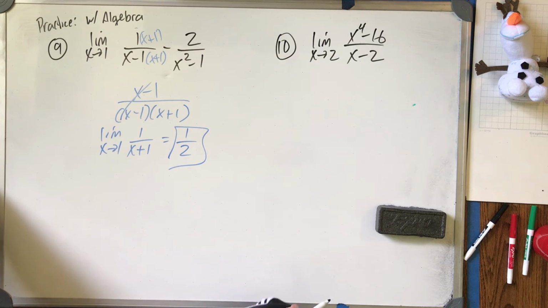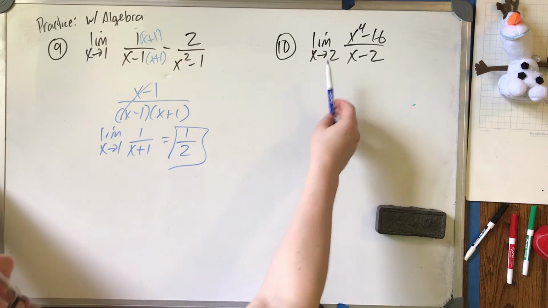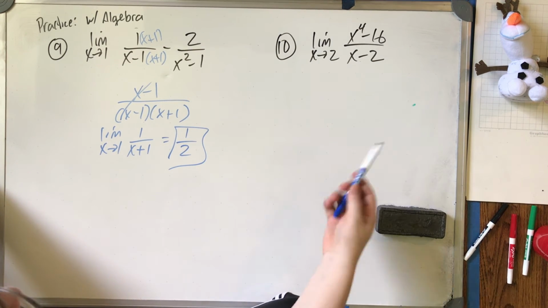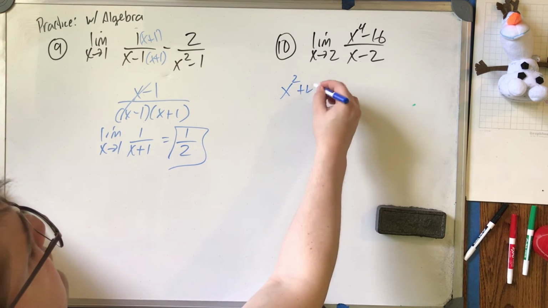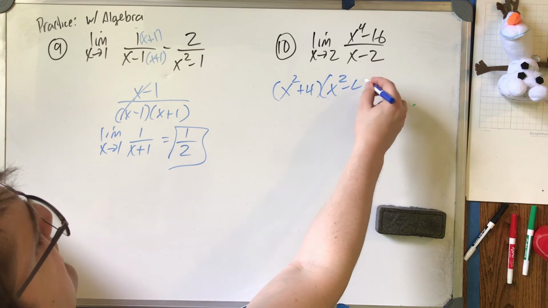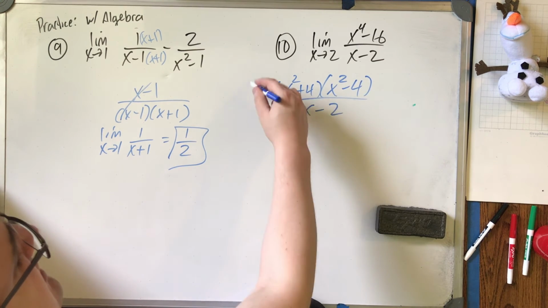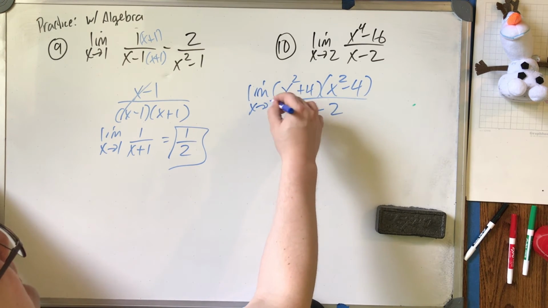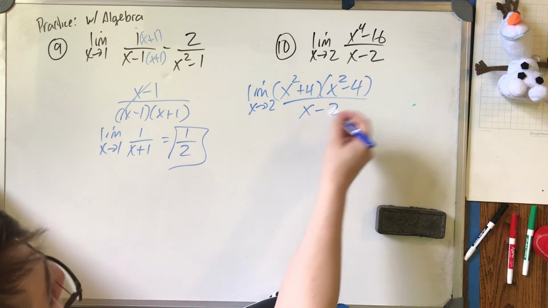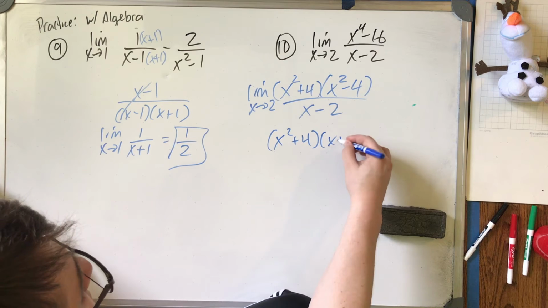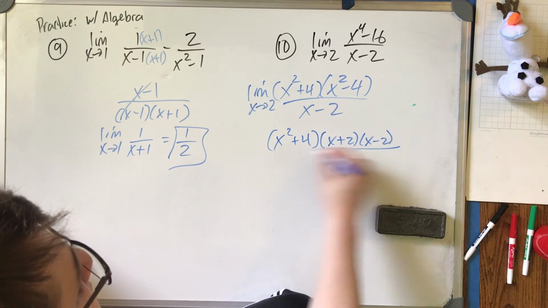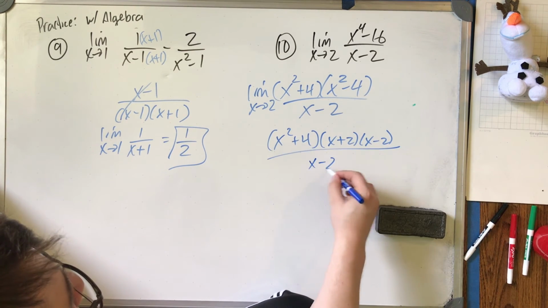Over here, we get x minus 2, we plug in 2, we're going to get 0. So I'm going to try factoring the top. That's going to be x squared plus 4 times x squared minus 4 all over x minus 2. That didn't help us yet. So next I will just factor more. So I'm going to get x squared plus 4. When it's a plus sign, we can't go any further, remember. But with the minus, difference of perfect squares, I get that.